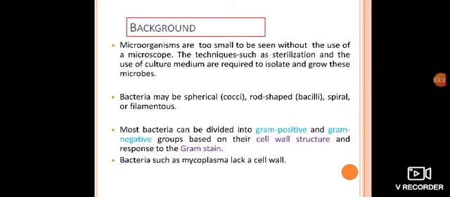On that basis they are divided into gram positive and gram negative, because of the different characteristics, or the different chemicals present in the cell wall, they get stained and show different colors. On the basis of that we divide them into gram positive and gram negative bacteria. Okay, and bacteria such as mycoplasma lack a cell wall.